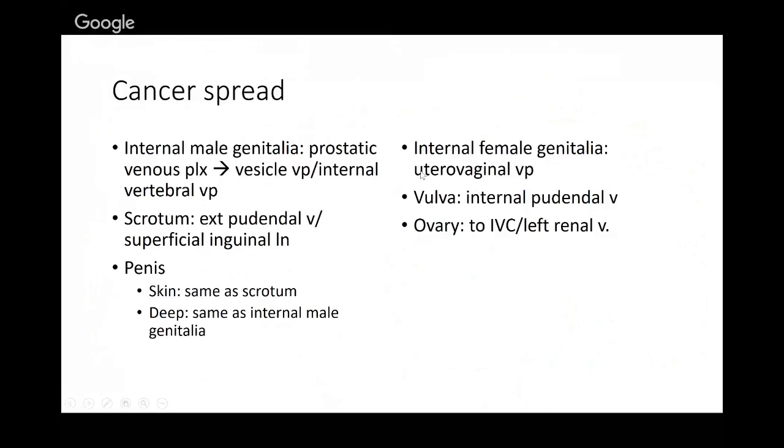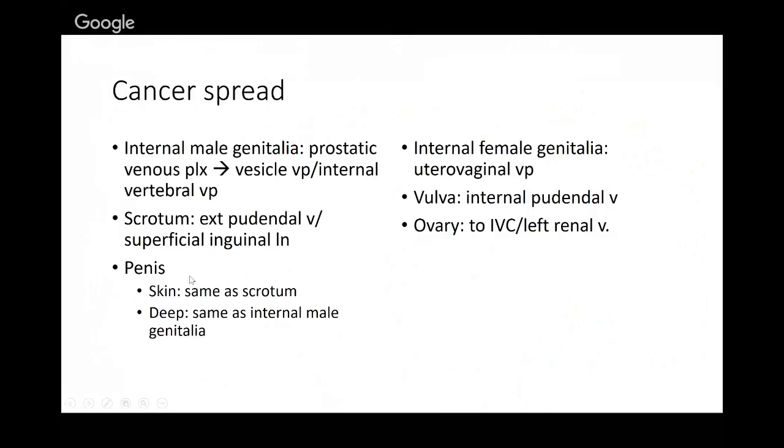In the internal male genitalia, so anything inside, like the prostate, testis or vas deferens, if you have cancer there, then it spreads into the prostatic venous plexus, which then goes on to the vesical venous plexus or the internal vertebral venous plexus. So bottom line is, if you have prostate cancer, it can spread into your back. If it's in the scrotum, so this is a superficial area, it will go into the external pudendal vein. So you see the external or superficial. So the spread will be superficial first.